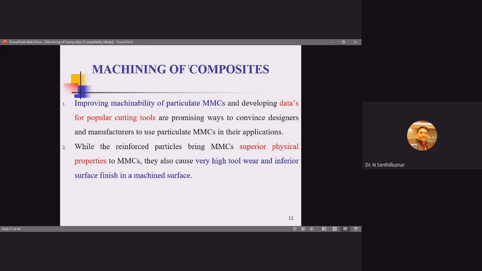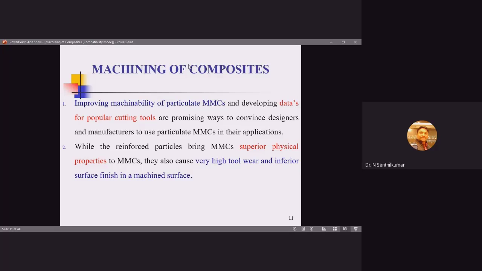As previously told, by incorporating reinforcing particulates in the MMC, their mechanical properties will be improved. But even though we have higher mechanical properties, during machining, higher tool wear occurs.